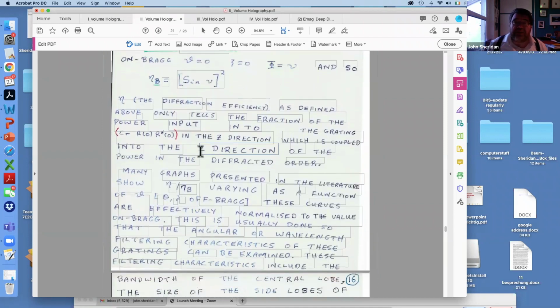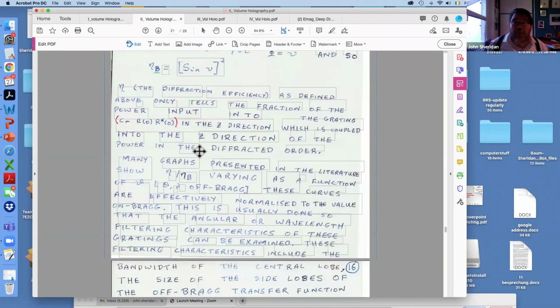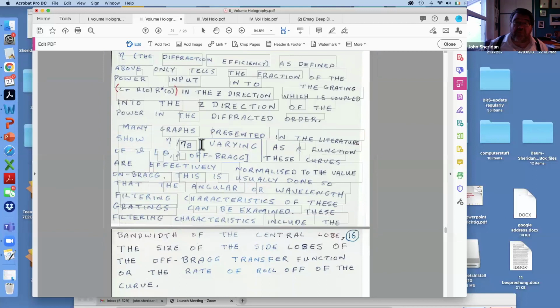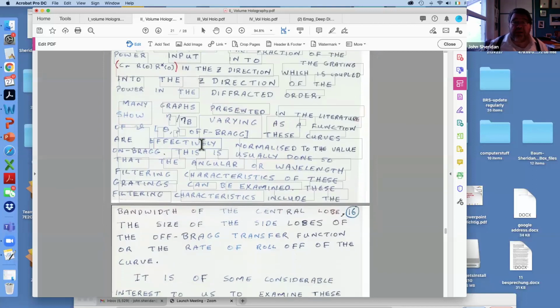So eta is the diffraction efficiency as defined above, which only tells the fraction of the power input into the grating in the z direction, which is coupled into the z direction of the power in the diffracted order. And many graphs presented in the literature show the diffraction efficiency off Bragg divided by the diffraction efficiency on Bragg. So it's a relative measure. They will plot graphs where they show gratings with different strengths, with different on-Bragg diffraction efficiency because they've got different grating strengths, and they'll normalize them all to that. So it gives you a much clearer picture of what's happening in terms of the actual side lobe structure, as you normalize with respect to the actual strength of each individual grating.